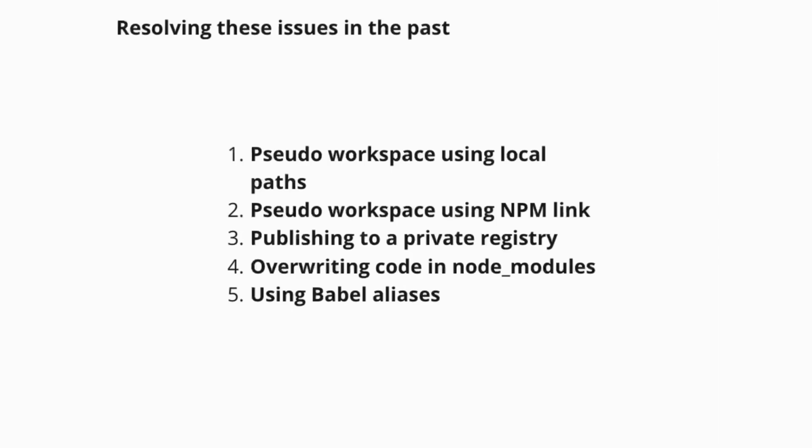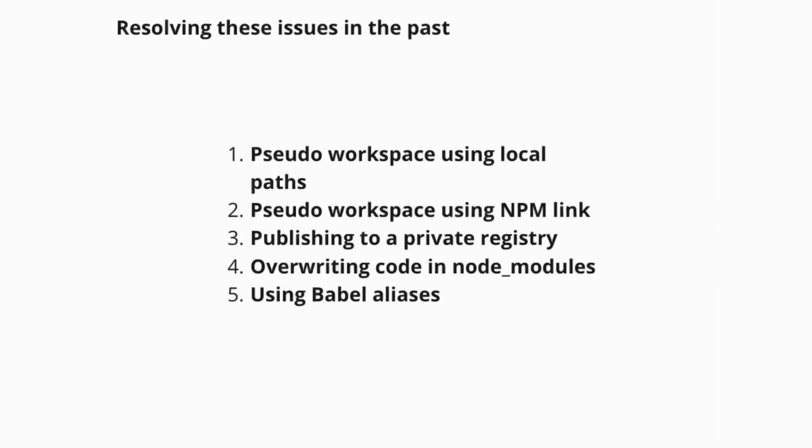Publishing to a private registry. Projects like Verdaccio provided a local npm registry, facilitating local package publication. However, managing multiple packages, versioning, and integration in such steps often proved cumbersome, particularly with complex CI/CD pipelines. On occasion, resorting to directly overwriting packages in the node_modules folder was necessary, even though far from an ideal workflow. Using Babel aliases.